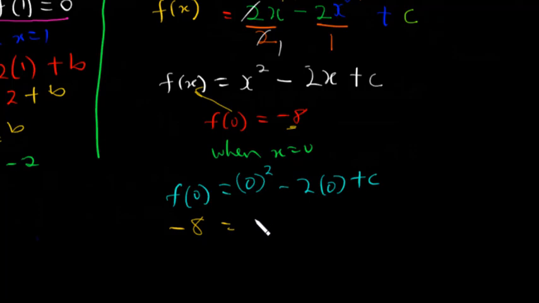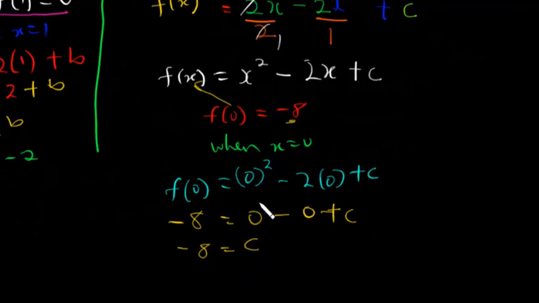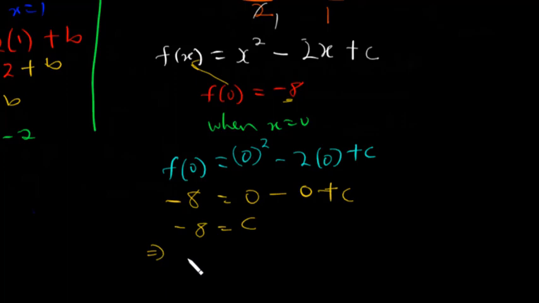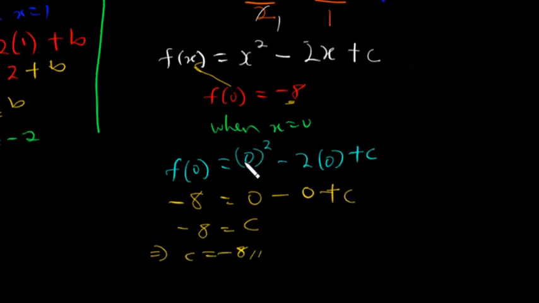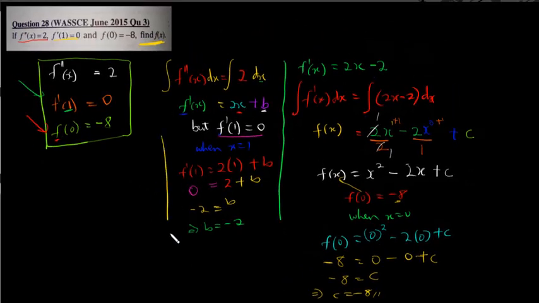The whole of this will be 0, this will be 0, and I will have a certain c here. So -8 is going to be c. All this means c equals -8. All right, I think that is appropriate. So now I found this constant of integration.